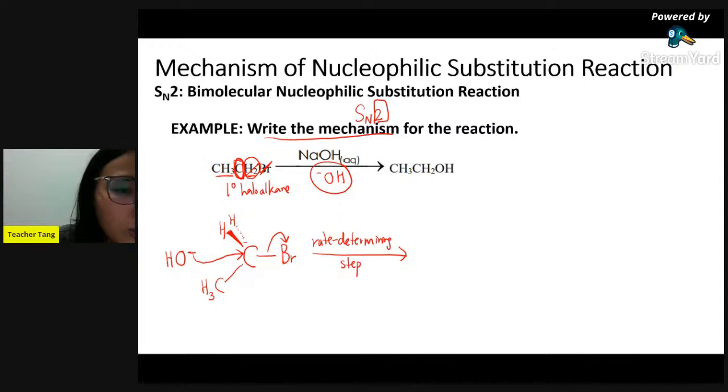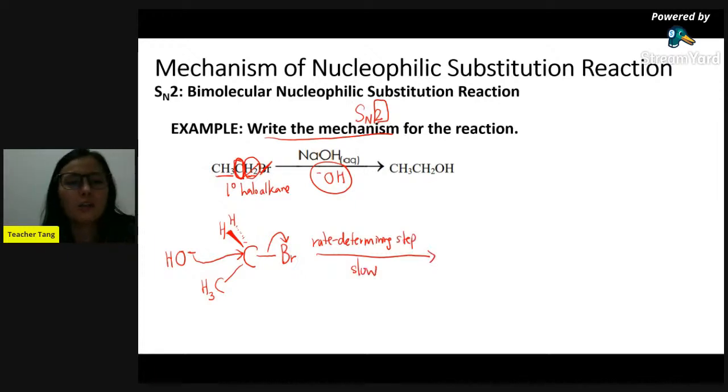So this step is slow. Okay, so this is the rate determining step, which means that this step is slow. After the nucleophile attacks the carbon, what will happen is we form the transition state.